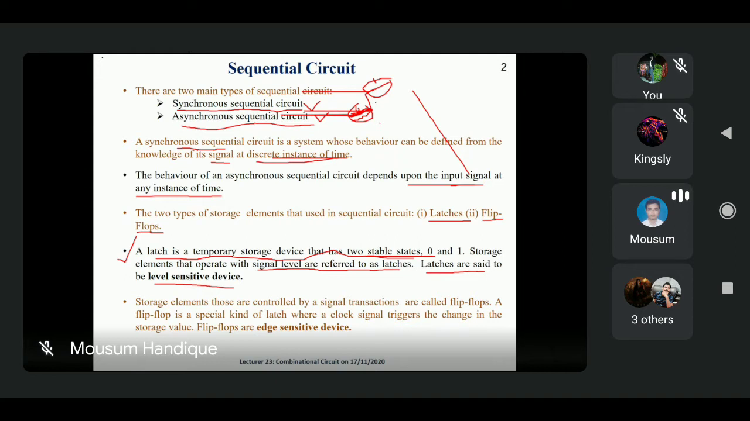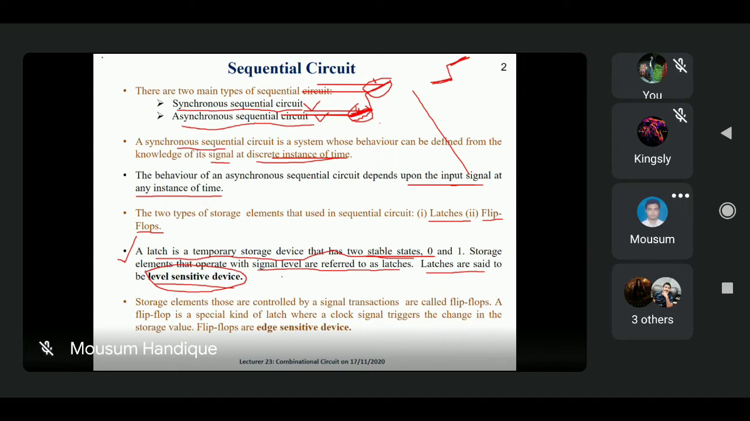this transition period we are not counting in latches. Either the latch is active at level 0, or the latch is active at level 1. That means this particular level or this particular level. For that reason, latches are said to be level sensitive devices. Always remember, latches are level sensitive devices.